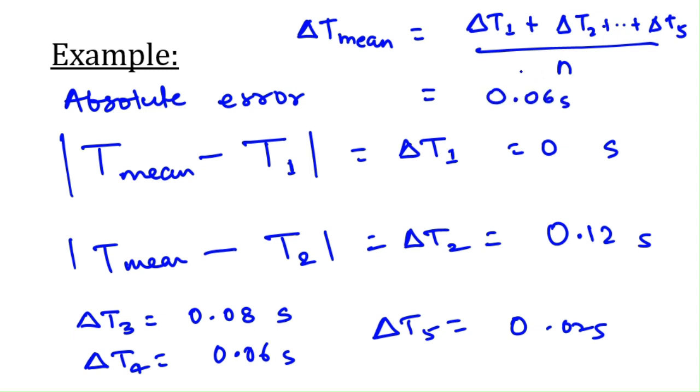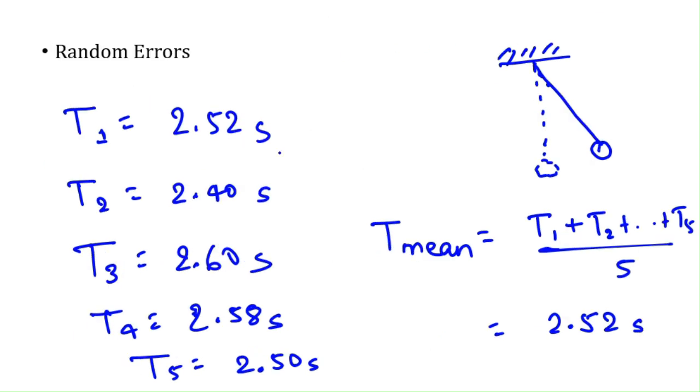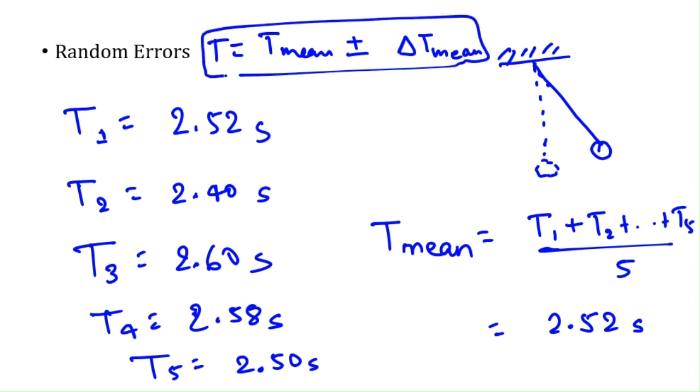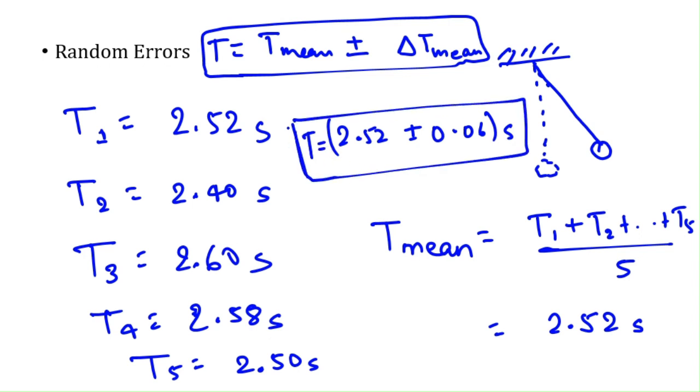0.06 seconds. So we can report the value here, T mean plus minus the mean value of absolute error. This will be the time period of this pendulum. So T mean is 2.52 seconds, and we have the mean value of absolute errors, that will be 0.06 seconds. This is the time period for this pendulum. We can report it. Okay.